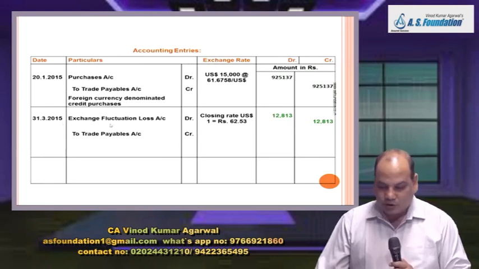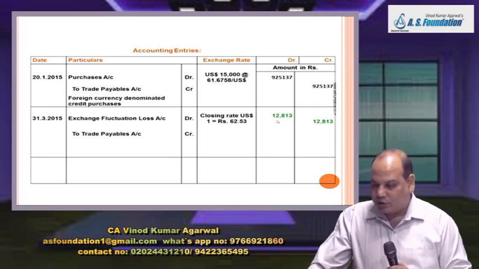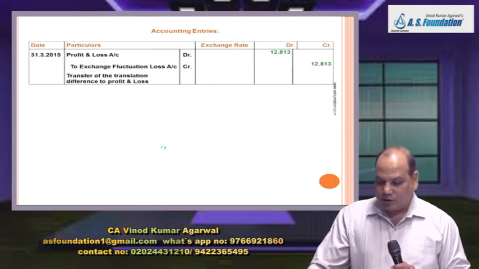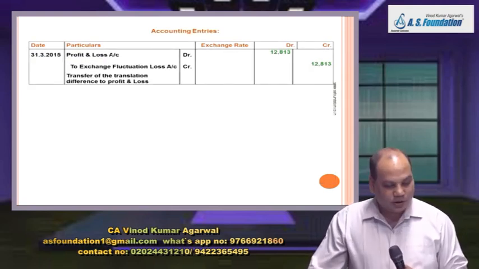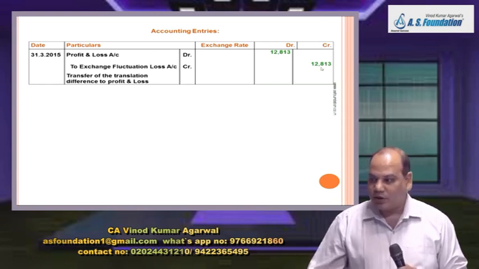2015, exchange fluctuation loss account debit, already calculated in the previous page, 12,813, correct? And immediately you transfer it to P&L account debit to exchange fluctuation loss 12,813. This completes the first year entry.